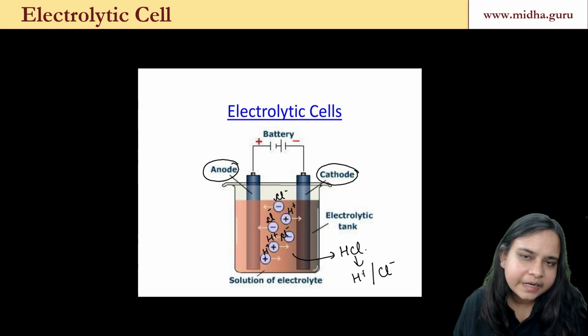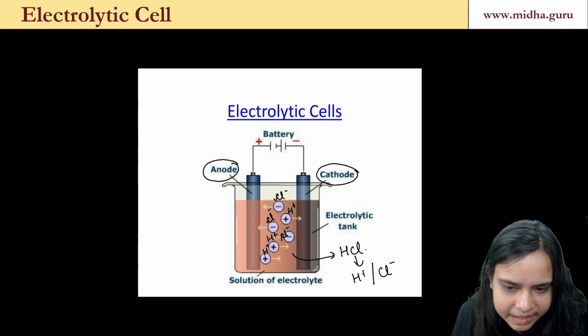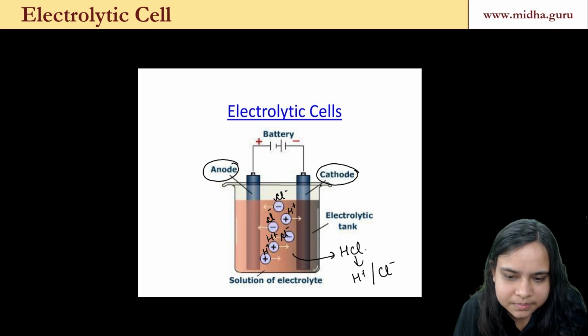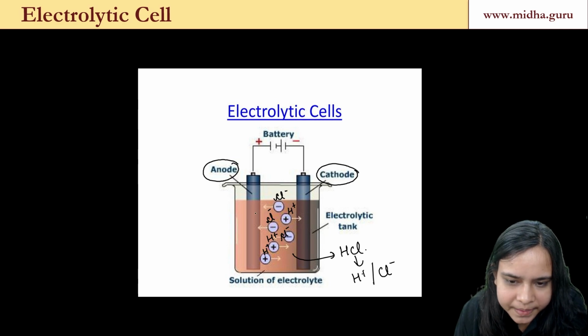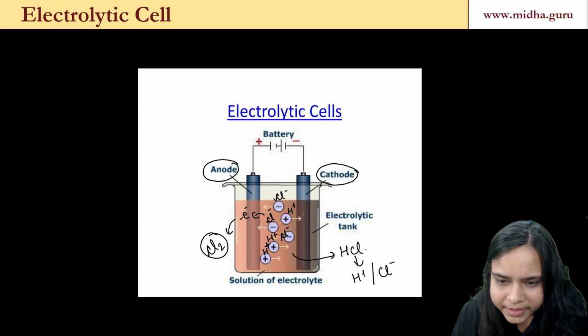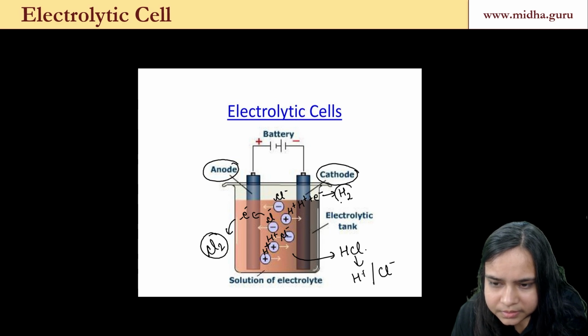From the picture, we can get very good clarity that the Cl negative ions, being a negative charge, are migrating to the anode. Here, it will lose an electron and become Cl, a neutral atom. Again, this H plus cation will migrate to its oppositely charged terminal, that is the cathode, and here it will gain an electron and become a neutral entity, that is H2.